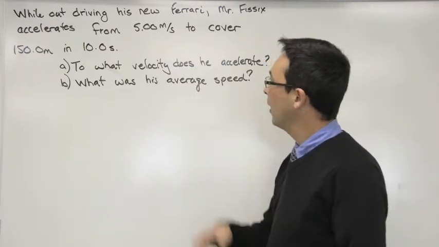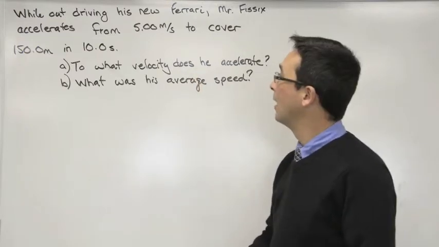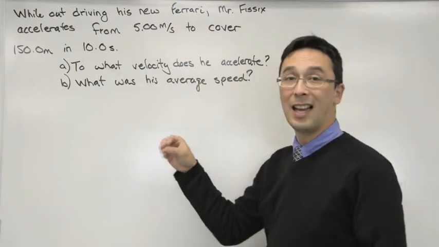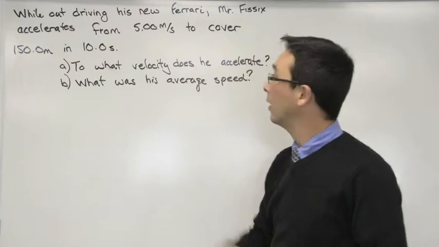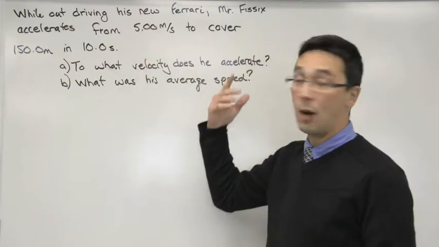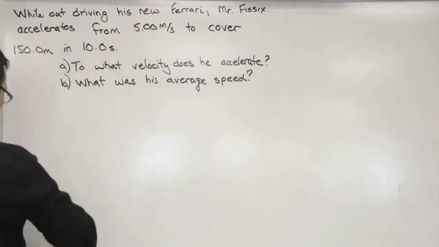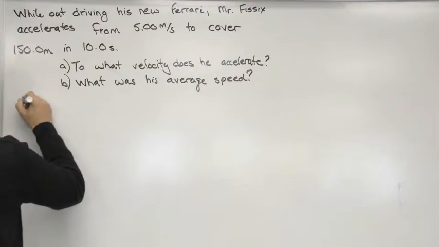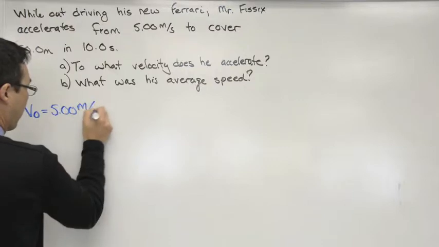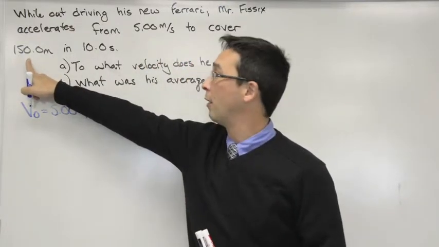Now, the first thing we do to approach these types of questions, or any kind of question for that matter, is pull from the question the numbers and the variables that those numbers represent. So 5 meters per second, that's going to be an initial velocity. I know it's initial because of the "from." V naught is equal to 5. I know that the distance traveled here is going to be 150 meters.